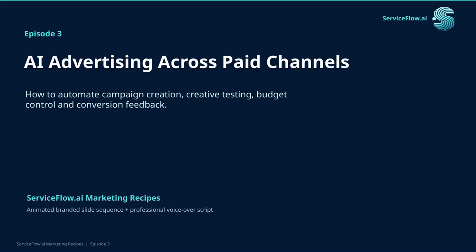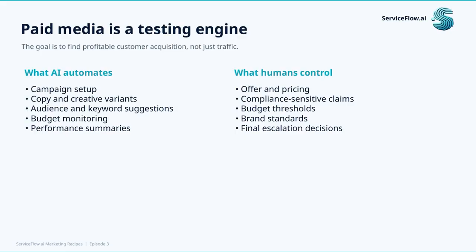Episode 3 is called AI Advertising Across Paid Channels. We will look at how artificial intelligence can help plan campaigns, create ad variations, test creative, manage budgets, and optimize Google, Meta, TikTok, LinkedIn, and X campaigns. The goal is not more clicks. The goal is profitable demand, captured and converted faster.